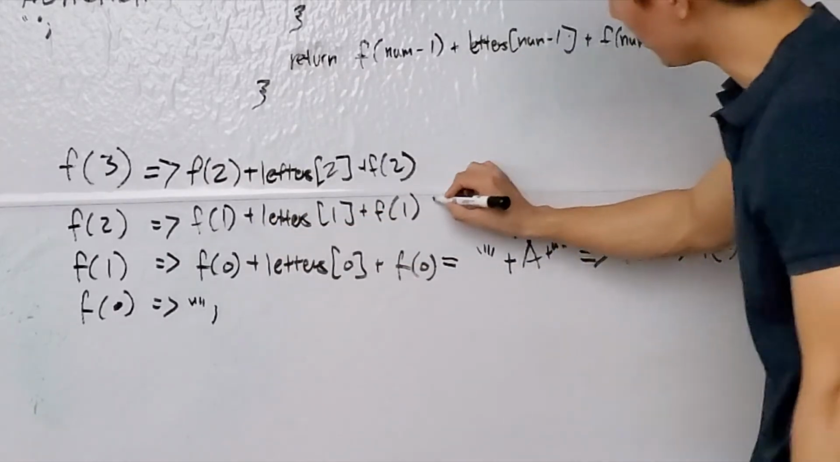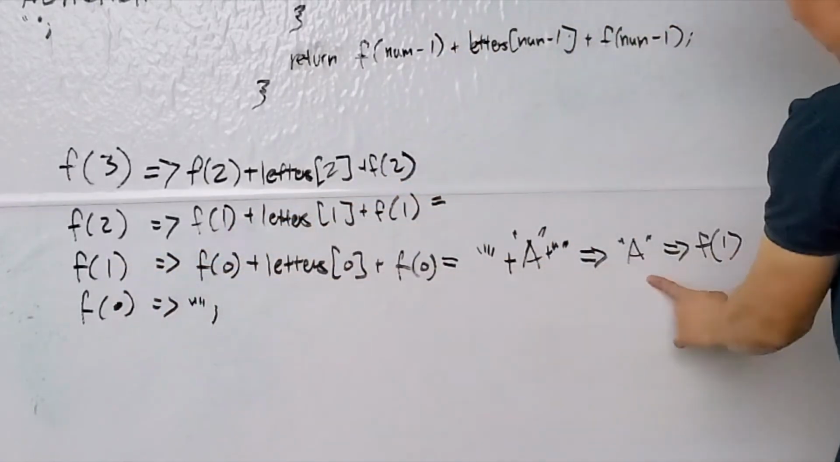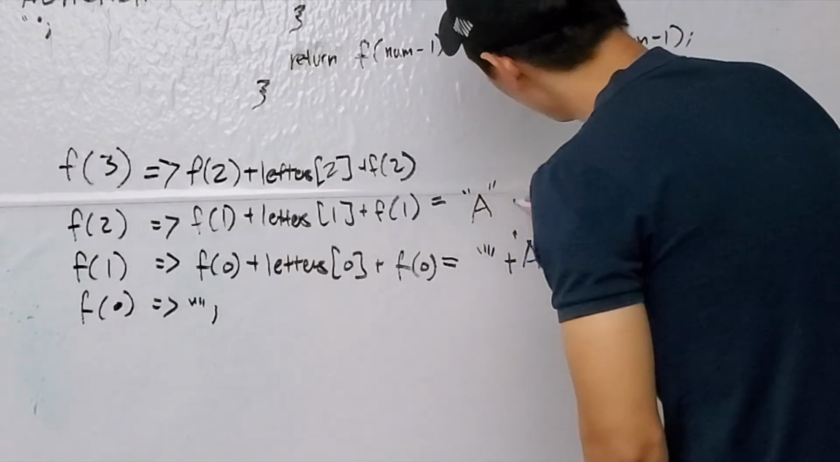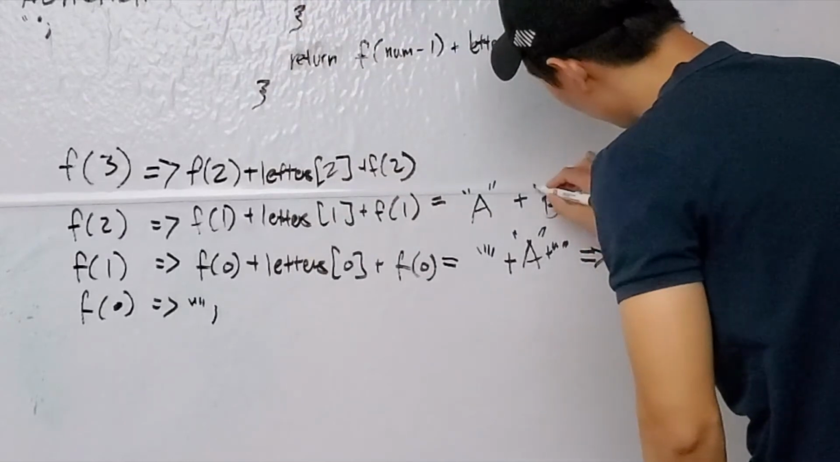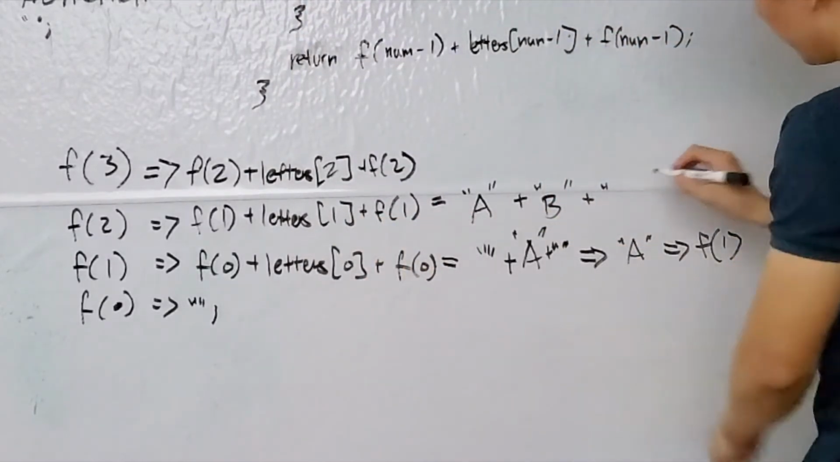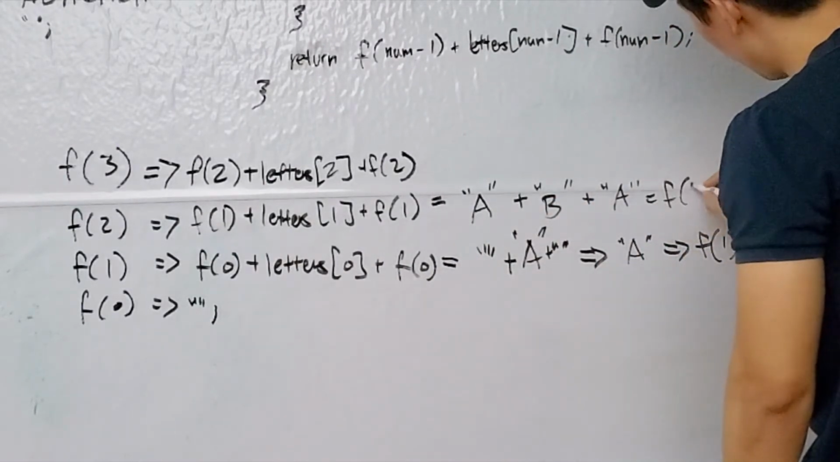Okay, and so now let's look at this guy. F of 1, what was that? F of 1 resulted to just a regular a string. And so a string plus letters of 1, which is a b, plus f of 1, which we already know f of 1 is a string a. We used it on this side, so of course it's going to be the same. This is f of 2.